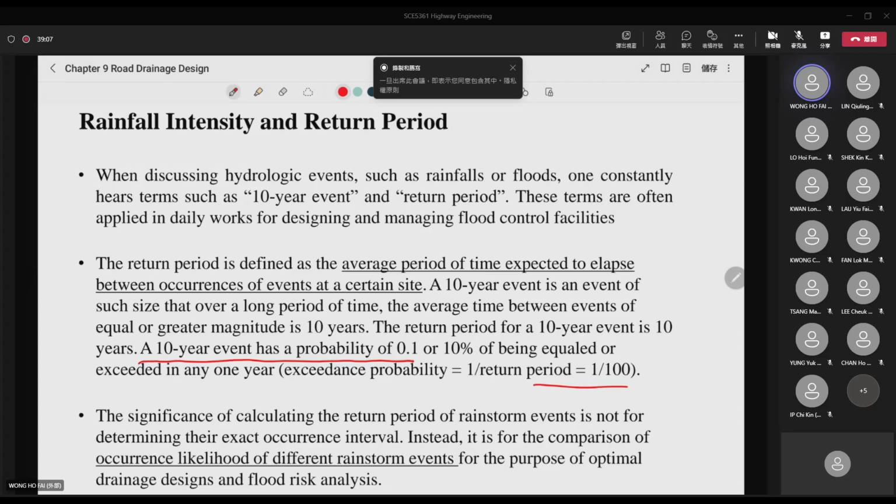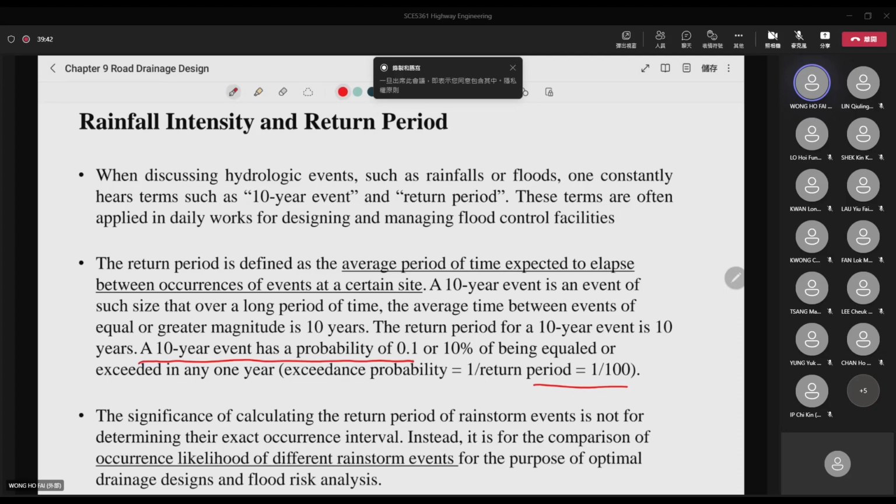So this just mentions the likelihood of different rainfall systems or rainstorm events. It is very difficult to say whether we will have a 100-year event next year or not, okay? We just mention it as a comparison, whether this kind of rainfall will happen or not. So it is just the likelihood of the rainstorm event, okay?